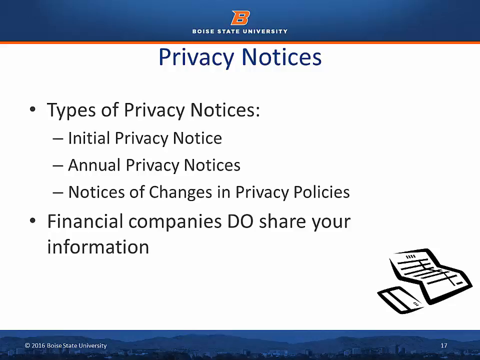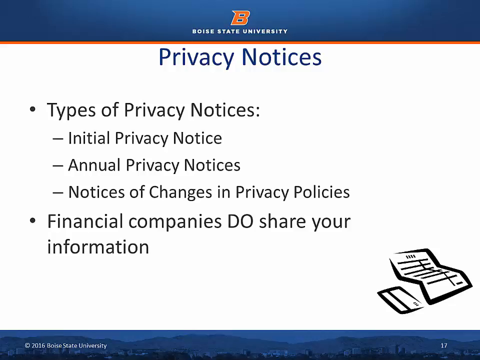You may have already received a privacy notice from a financial institution. The types of privacy notices include initial privacy notices, which are required when you open an account or become a customer of a financial company. Annual privacy notices, required once a year from each financial company you have an ongoing relationship with. And then notice of changes in privacy policies, which are required if a company changes its privacy policy, and the changes are noted in the next annual privacy notice.